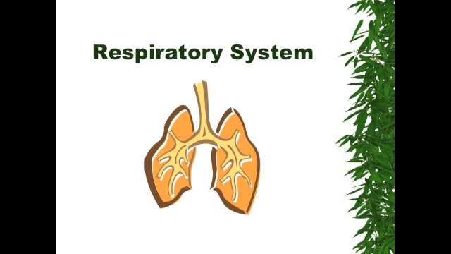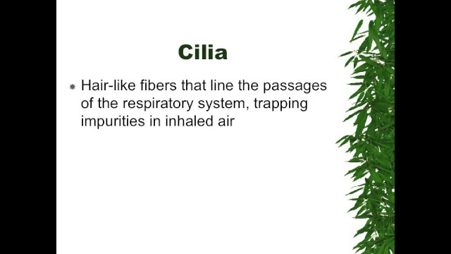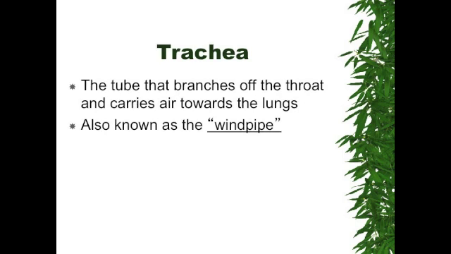The respiratory system. The main organ in the respiratory system is the lungs. Cilia line the passages of the respiratory system in your nose so that it can catch impurities that you breathe in. The trachea, the tube that branches off from the throat and carries the air towards the lungs, is also known as the windpipe.